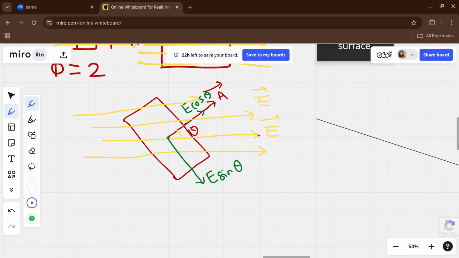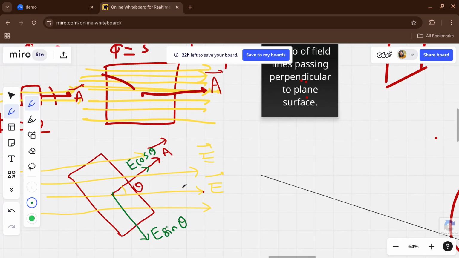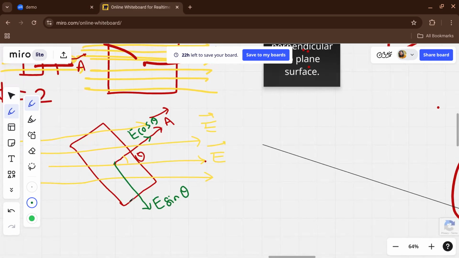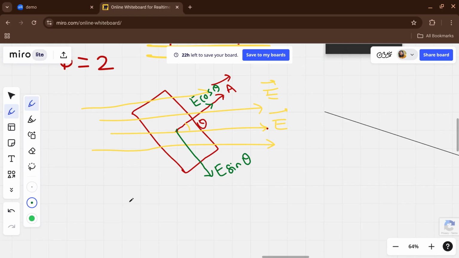I hope you understood. As we want to find out flux, for calculating flux we have to find the lines of force that are perpendicular to the surface, meaning the lines which are in the direction of the area vector. But here, your lines of force are not in the direction of the area vector. They are inclined with the area vector by inclination theta. So the component of E bar in this direction is E cos theta, and E sin theta does not contribute to the flux. So whenever your area vector is a bit inclined, we take the component of E in the direction of A bar.